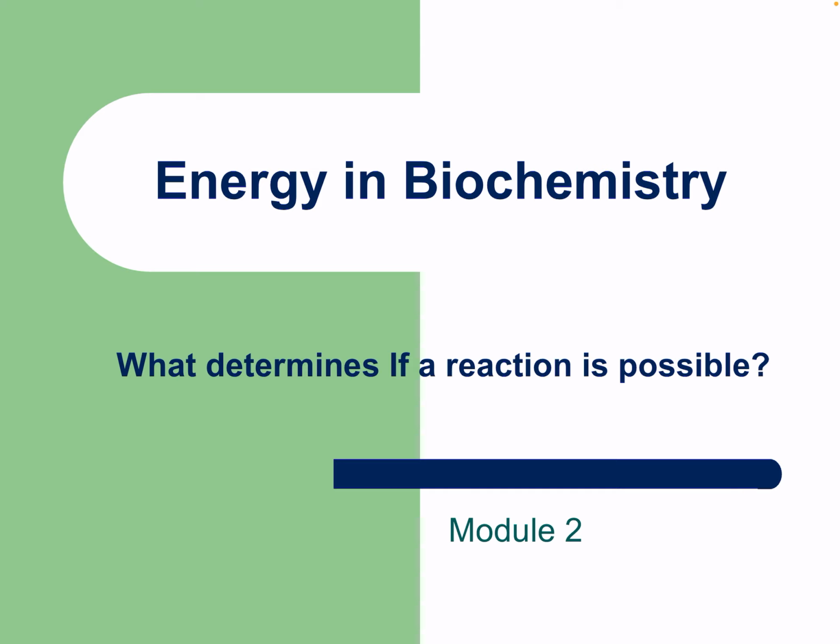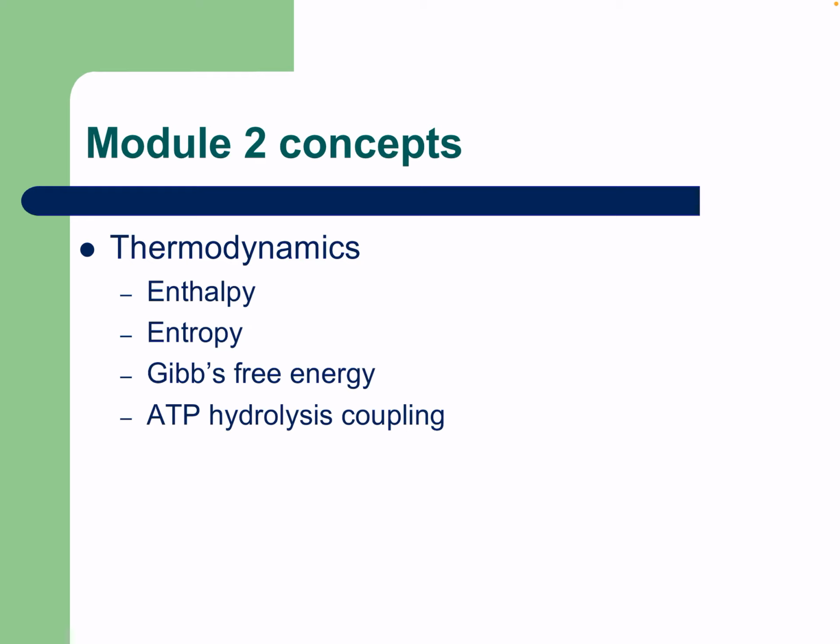So today we'll be looking at part 1 of 2 on energy and biochemistry. We're going to aim to answer this question, so keep that in mind as we go through. What determines if a reaction is possible? The concepts we'll look at today are thermodynamics, enthalpy, entropy, Gibbs free energy, and ATP hydrolysis coupling.